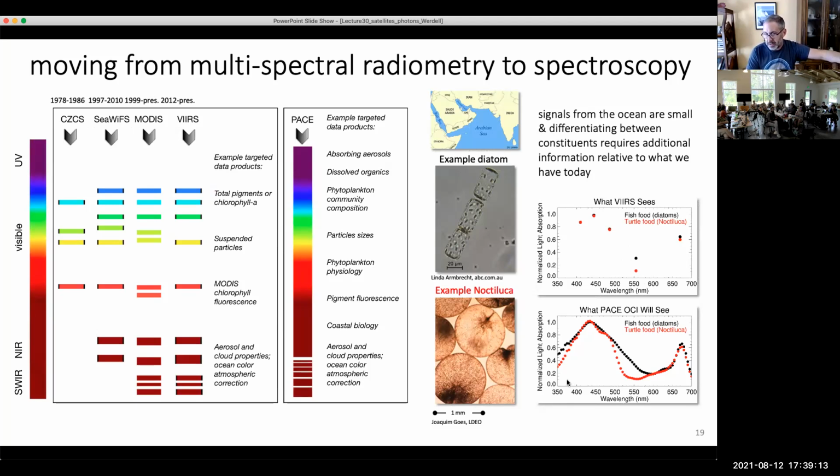If you have a hyperspectral instrument like OCI, suddenly you can really fill in a lot of these gaps between wavelengths, and suddenly, it's like putting on your glasses. In principle, there's far more information, and hopefully you brilliant people can go off and do something with it after it launches.